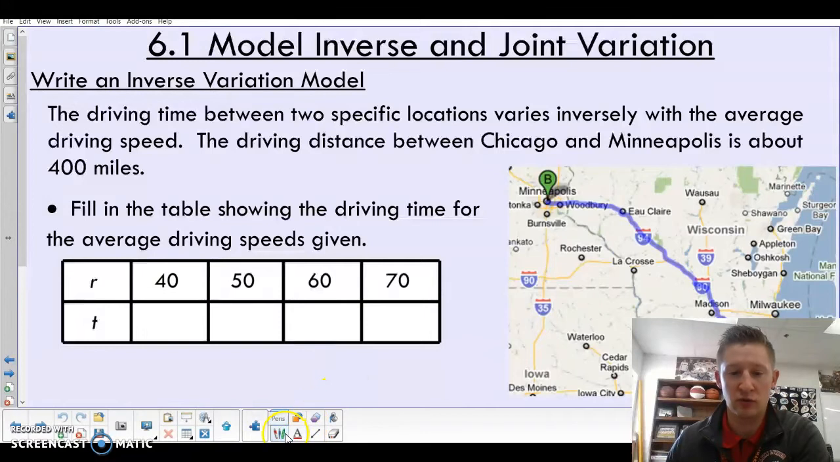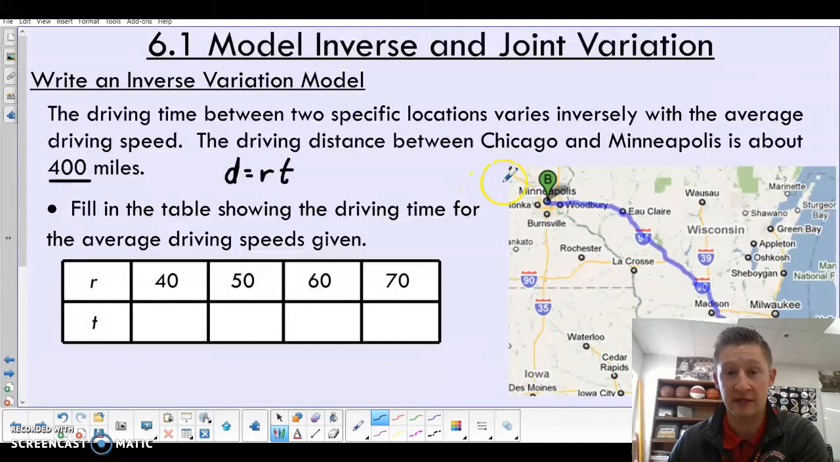Well, one thing that I would like you to consider is this equation that you learned at some point in either science or easy math class, D equals RT. Distance equals rate times time, okay? Now, in this scenario, I know the distance. Distance is fixed. It's 400 miles. That doesn't change. That's how far it is from Chicago to Minneapolis, no matter what. What can change is how fast you drive, your rate, okay?